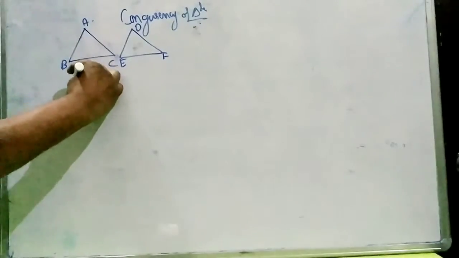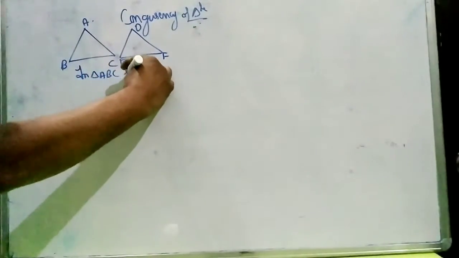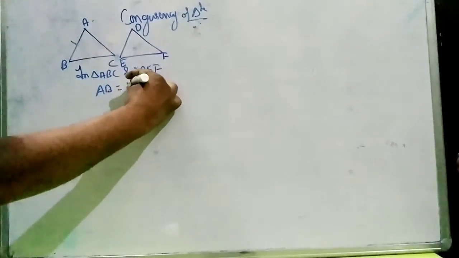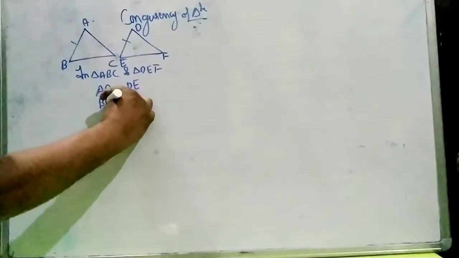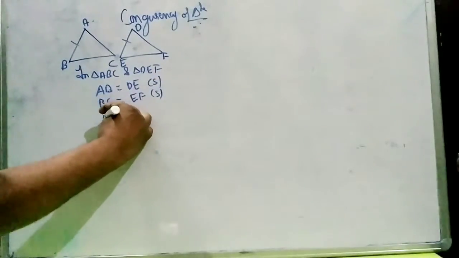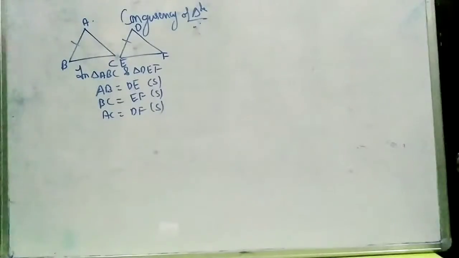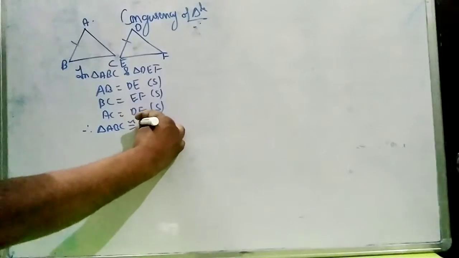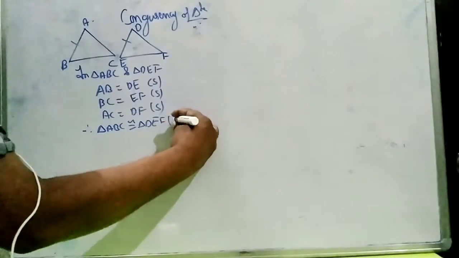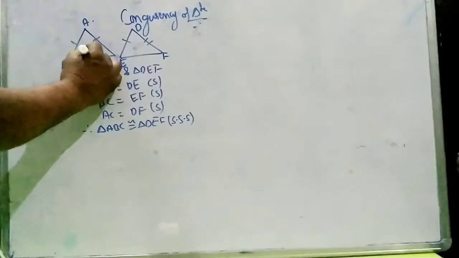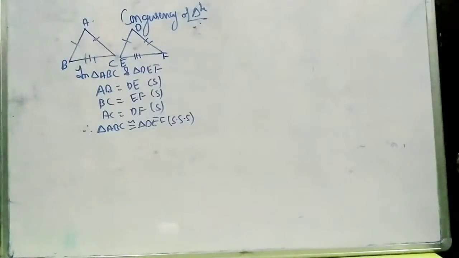In triangle ABC and triangle DEF, if the side AB is equal to DE, if the side BC is equal to EF, it is given, and the side AC is equal to DF, again the third side which has been given. Therefore, we can say triangle ABC is congruent to triangle DEF by which property? SSS, that all the three sides of one triangle are equal to the three sides of the other triangle. Then it proves that both the triangles are congruent to each other.